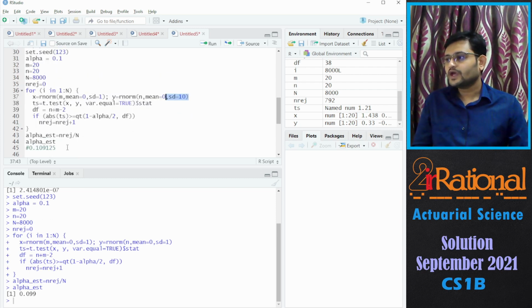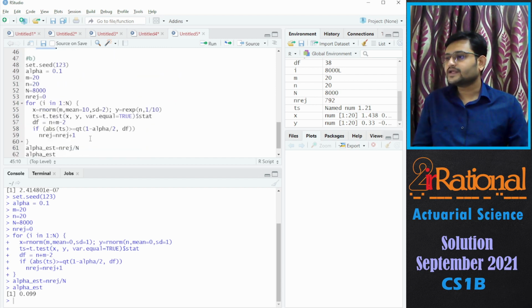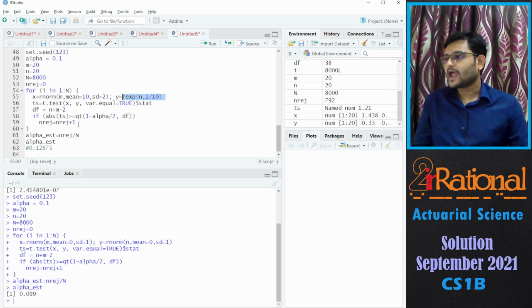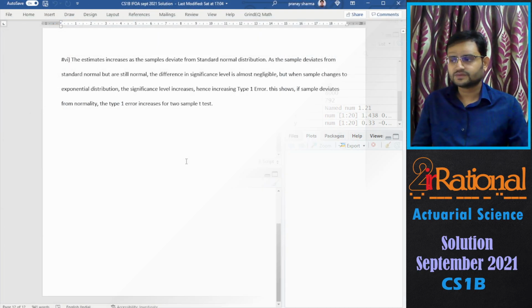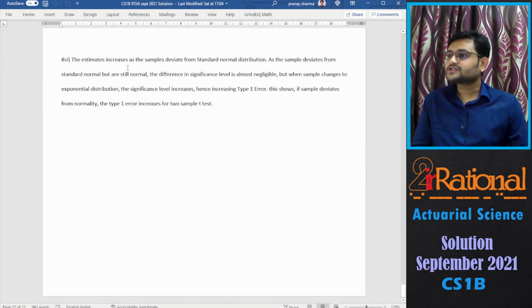So this way, when we change the normality, our alpha slightly changes. It's not a big change. It's just 10.9%. And in the B part, we are changing the distribution. So here we have changed the normality of that particular distribution. And our alpha changes, you might say significantly here. Okay, 12.8%. So for the comment, we'll say the estimate increases as the sample deviates from standard normal distribution.